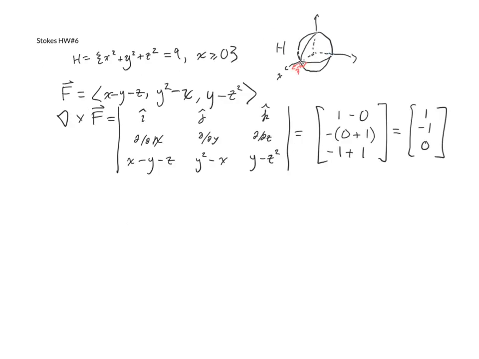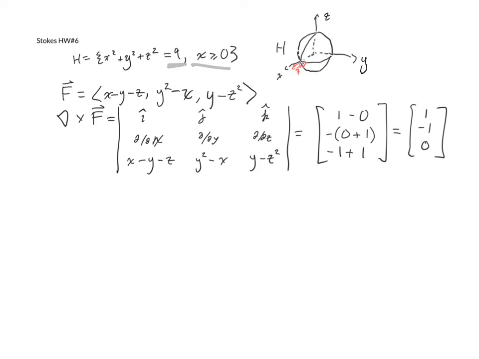Stokes homework problem 6. So this problem is similar to the last one, except h is now the hemisphere of a sphere with radius 3 instead. And where x is positive. So instead of being the top half, it's like the right half or left half or something of the sphere, or the forward half in the way we standardly draw the axes. So here's the z-axis, here's the y-axis. So they also tell me h is oriented in the positive x direction.